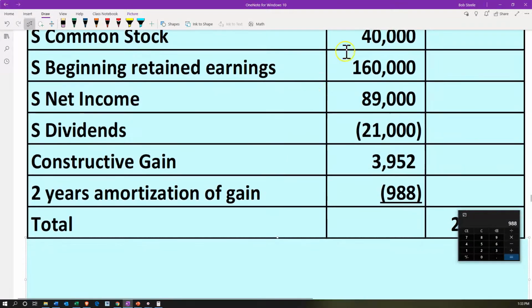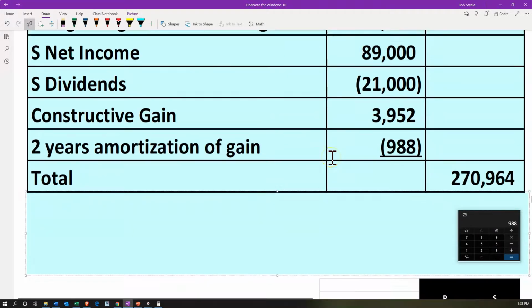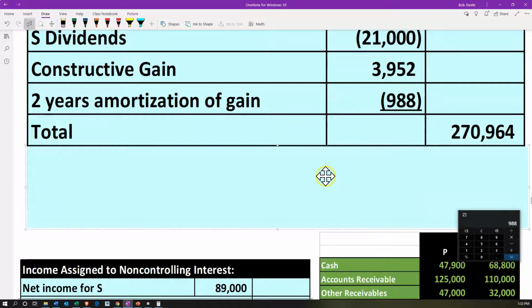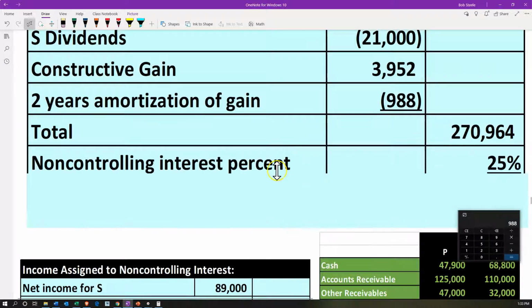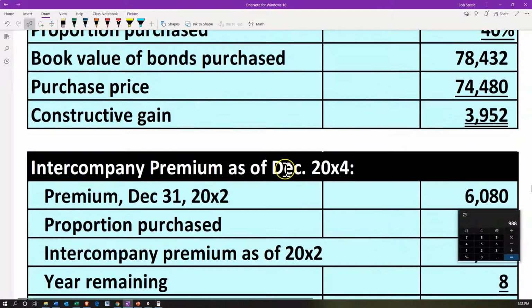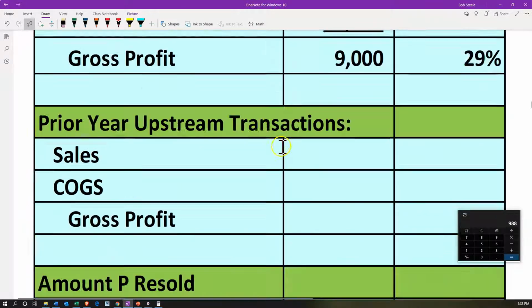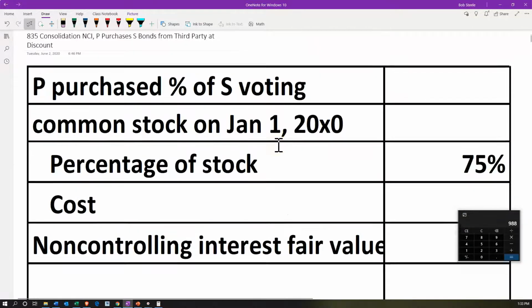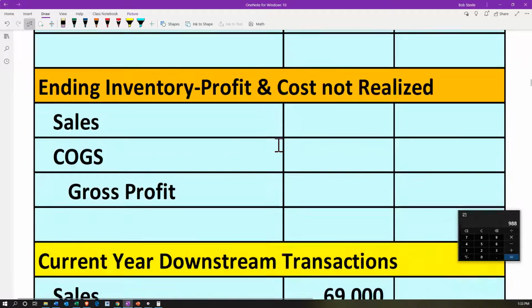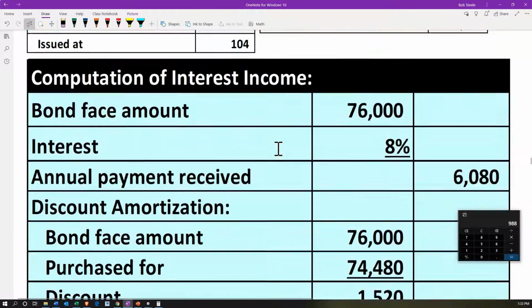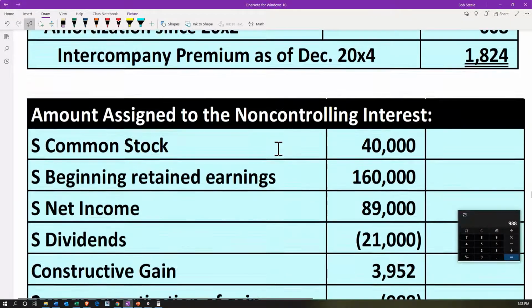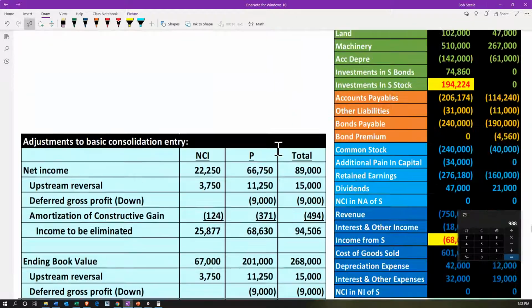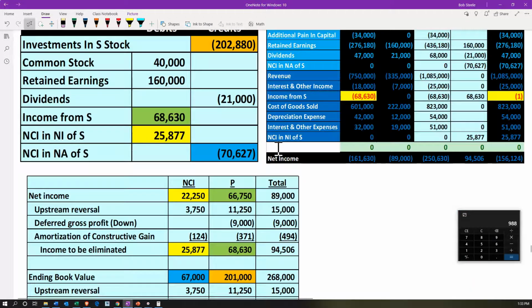So that means that if we were to add these up, 40,160 plus the 89 minus the 21 plus the 3,952 minus the 988, we're going to get to that 270,964. Then the non-controlling interest percent was the 25%. Is that right? I thought it was 30. Let's go all the way up top. Yeah, 25 and 75. So it's not 70-30, it's 25 and 75. So let's scroll all the way back down there. I had to check, I should have probably paused to check that.